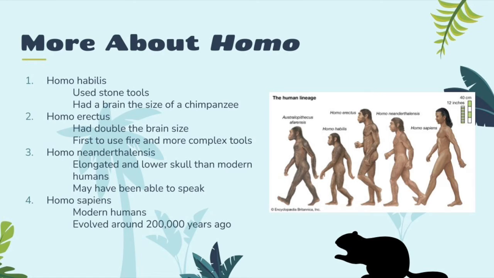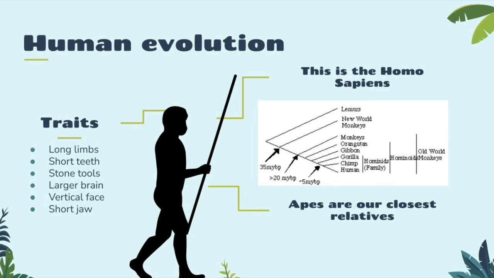It started with Homo habilis, which used stone tools and had a brain the size of a chimpanzee. Then there was Homo erectus. Members of this group had double the brain size of those of Homo habilis and were most likely to be the first to use fire and more complex tools. The third is Homo neanderthalensis, which had a more elongated and lower skull than humans. The last is Homo sapiens, aka modern humans, which evolved around 200,000 years ago. The modern human consists of characteristics such as long limbs, short teeth, a large brain, a vertical face, and short jaw.